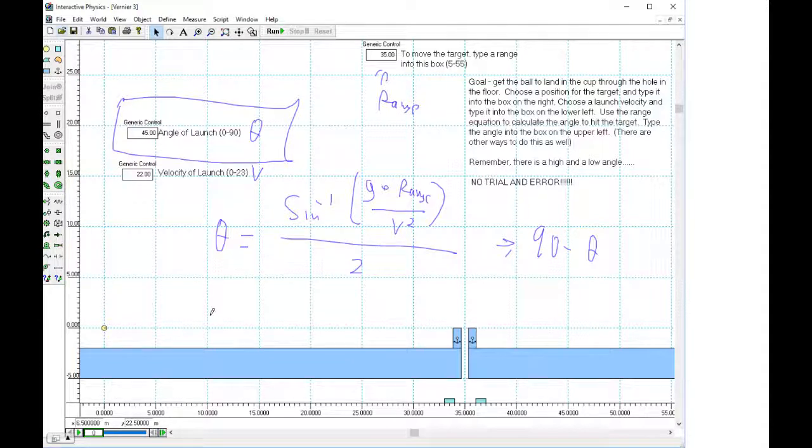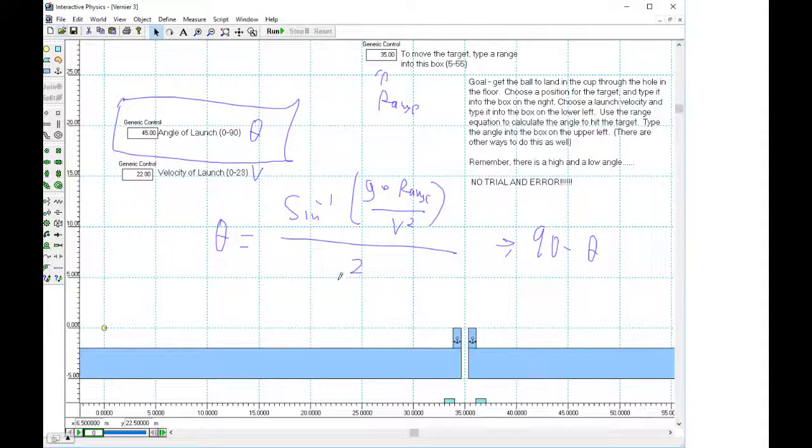Now if you get a domain error, try a bigger velocity, or check and make sure you squared the v. Sometimes people don't square that. The domain error just means that it's out of range. That is, you're taking the inverse sine of something bigger than 1, and it doesn't like that, because it's got to be 1 or smaller, between 1 and -1, inclusive. So that's way number two to do this.